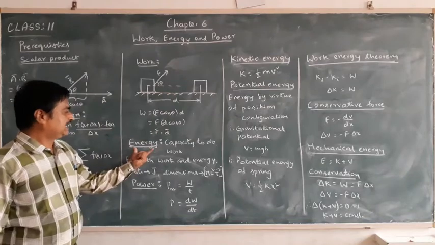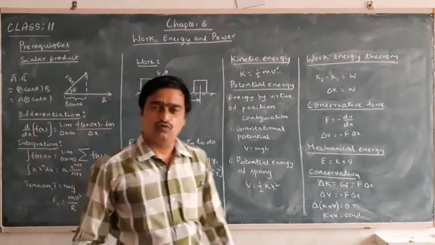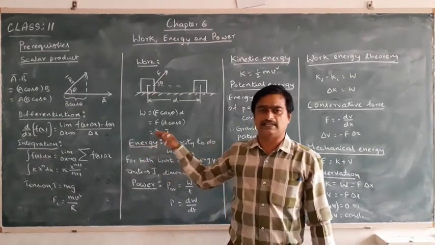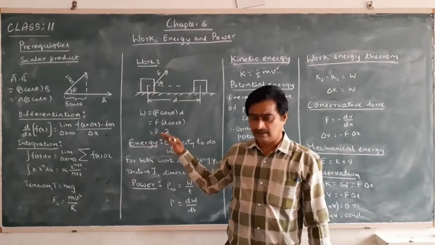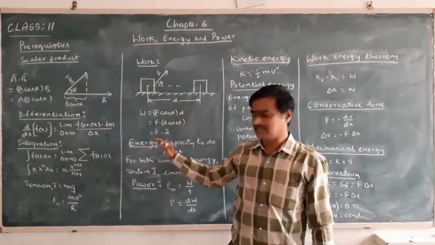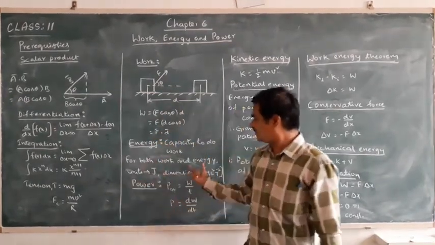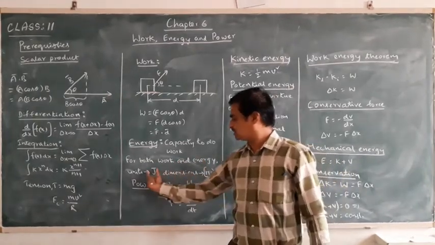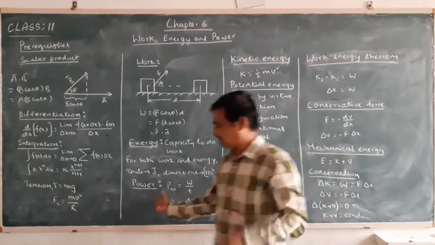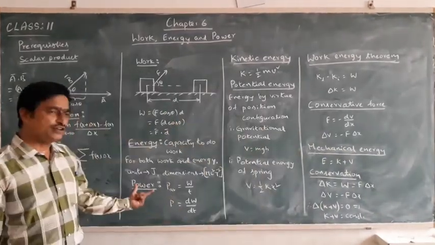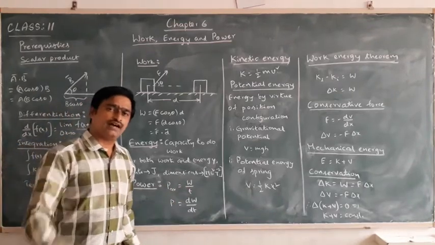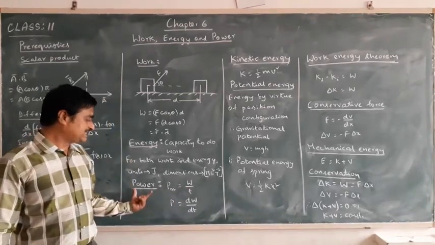Then energy. It is nothing but the capacity to do work. If we have the capacity to do work, then we call that energy. Both work and energy are the same, and for both, the unit is joule and the dimensions are M L square T power minus 2. Then power. Power is the rate of doing work. It is work by time. How fast the work is done is called power.